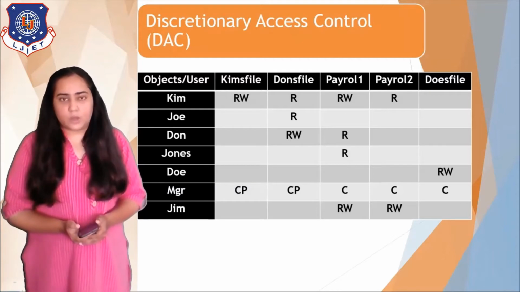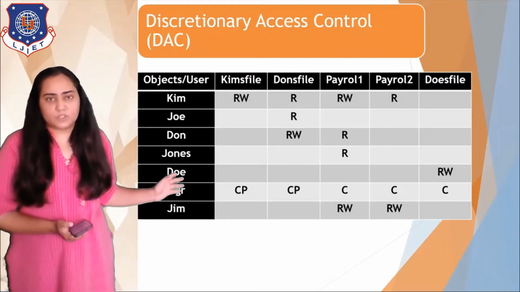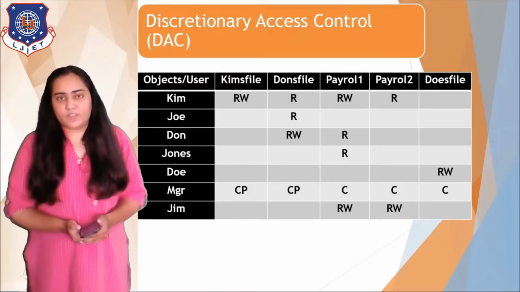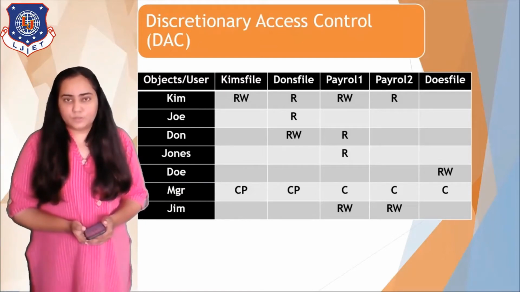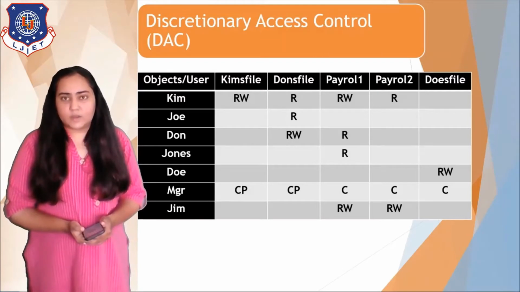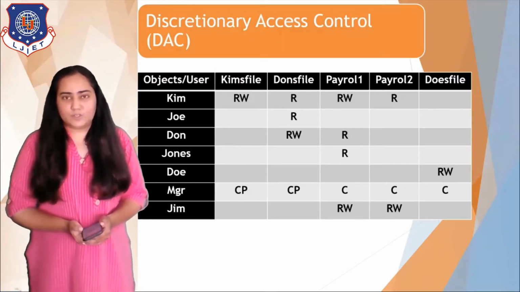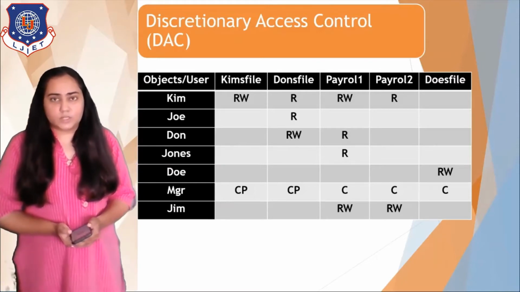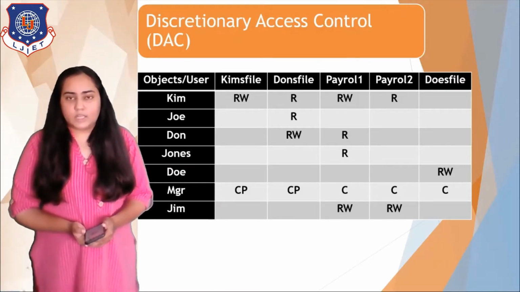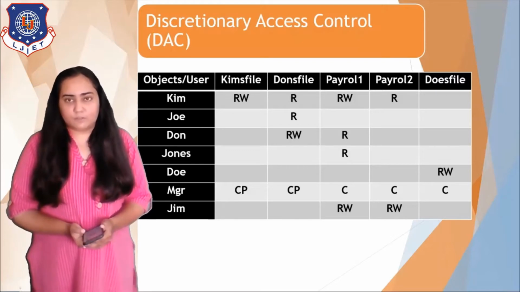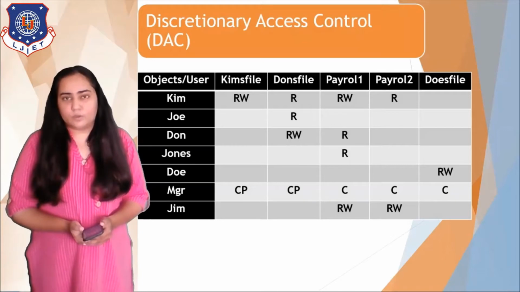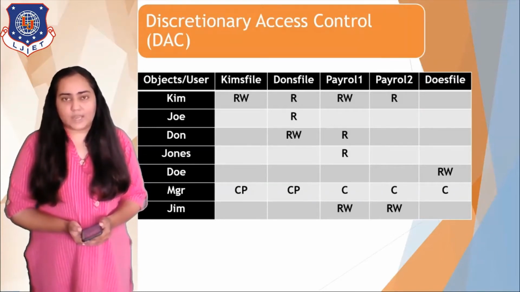If you see MGR, which stands for manager, which is right here, you can see that in this case, manager is having CP on 2 files and then C on 3 files. So that means manager has control with passing ability on Kim's file and Don's file, and he has control over the remaining files. So this is how a discretionary access control mode works, by creating an access control matrix.